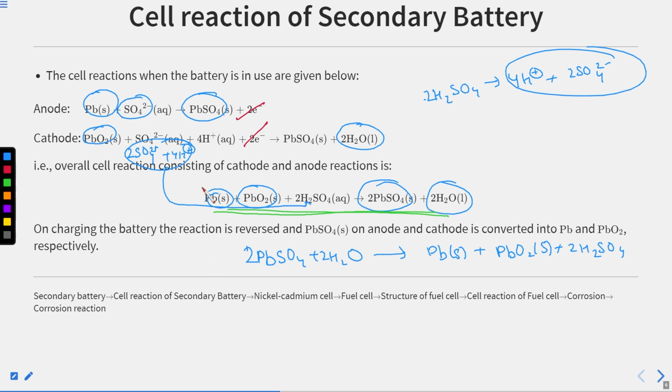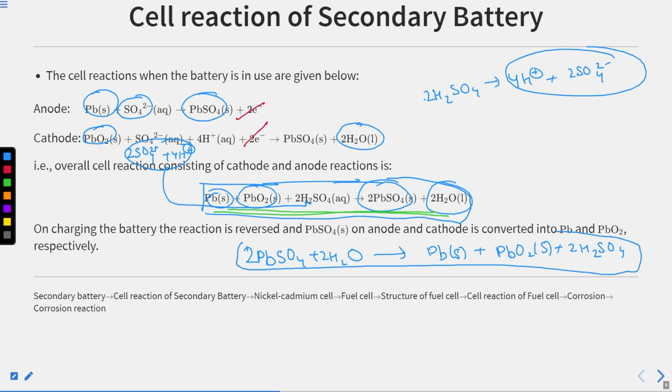So when it is supplying electricity, this reaction will look like this. Now if we try to charge it, the cell reaction will look like this. So both of the reactions are going simultaneously. Okay, so this is our galvanic cell, and it can also act as our electrolytic cell. Is this clear? So this is our example for secondary battery.